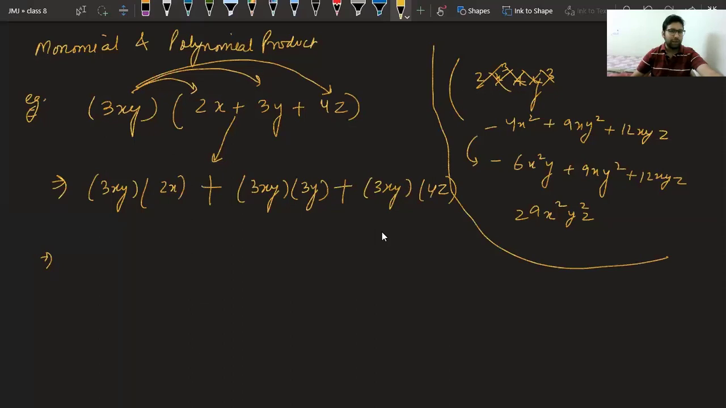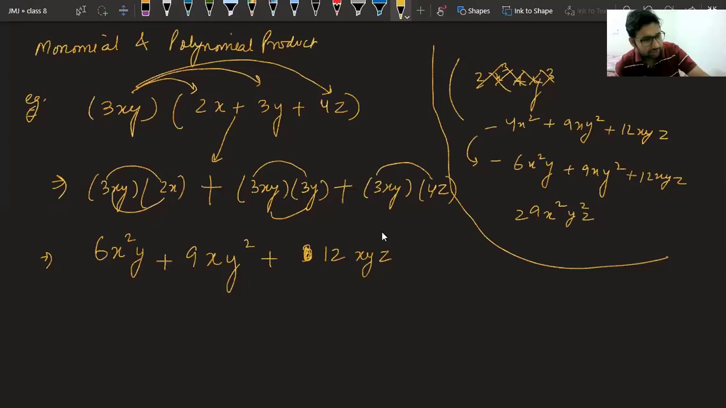The second step is to multiply these. 3 2s are 6, x into x, x square, and y is alone, so y will remain. The next step is 3 3s are 9, x is alone, y and y will multiply to make y square. Again we have 3 into 4, sorry, this is 4. 3 4s are 12, xyz. This is the answer. Class, I hope all of you were able to understand this one.